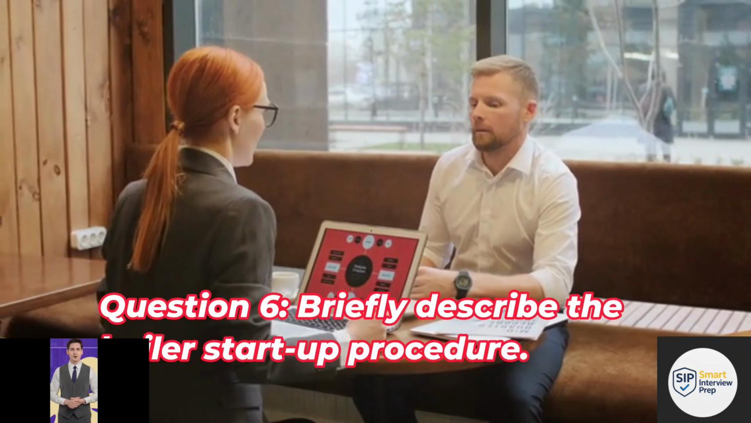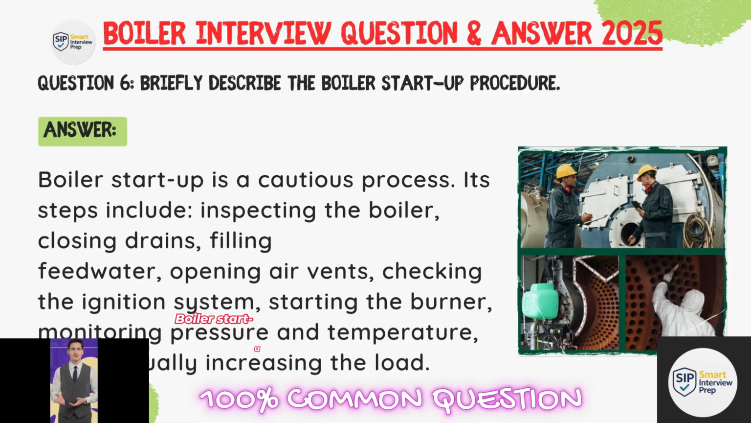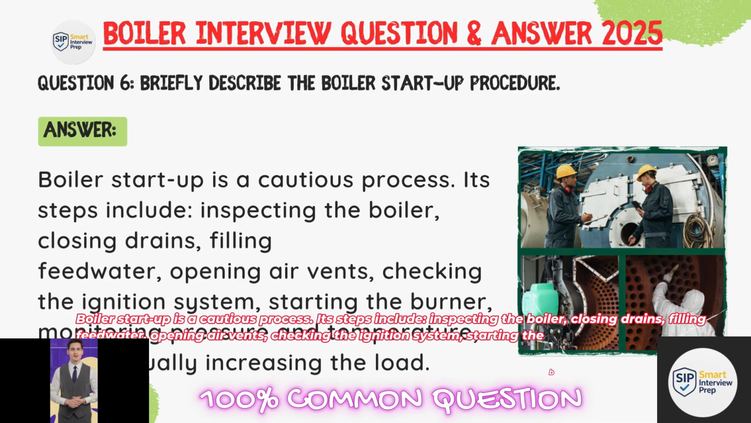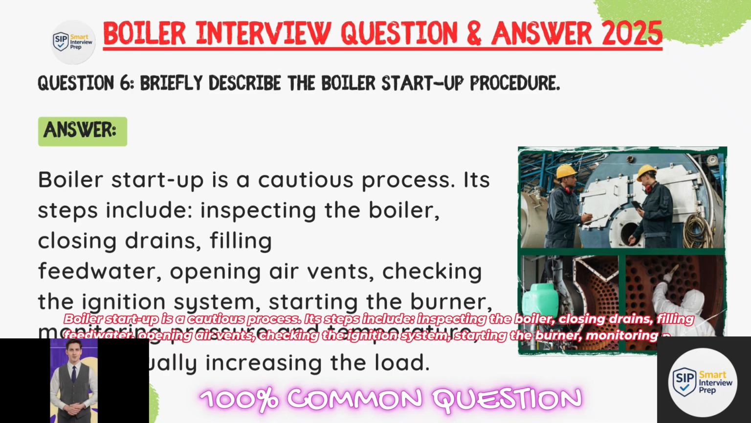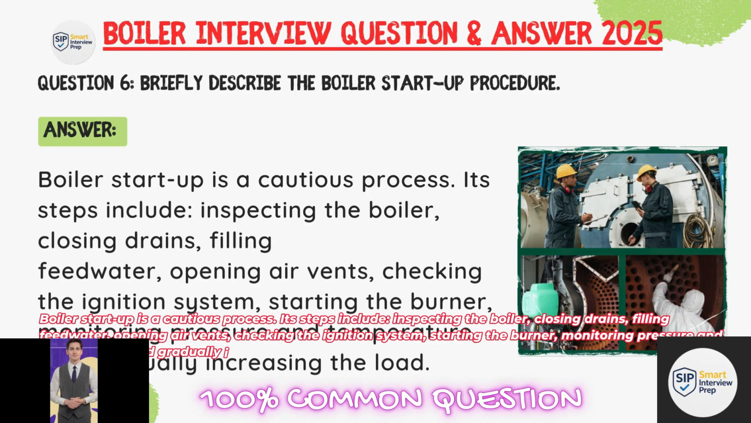Question: Briefly describe the boiler startup procedure. Answer: Boiler startup is a cautious process. Each step includes inspecting the boiler, closing drain, filling feed water, opening air vents, checking the ignition system, starting the burner, monitoring pressure and temperature, and gradually increasing the load.